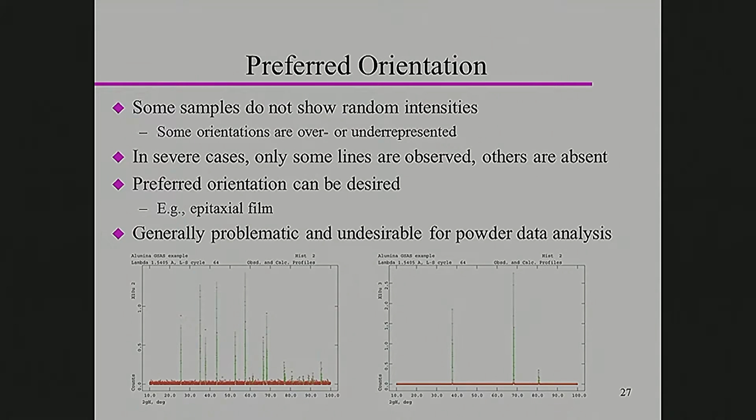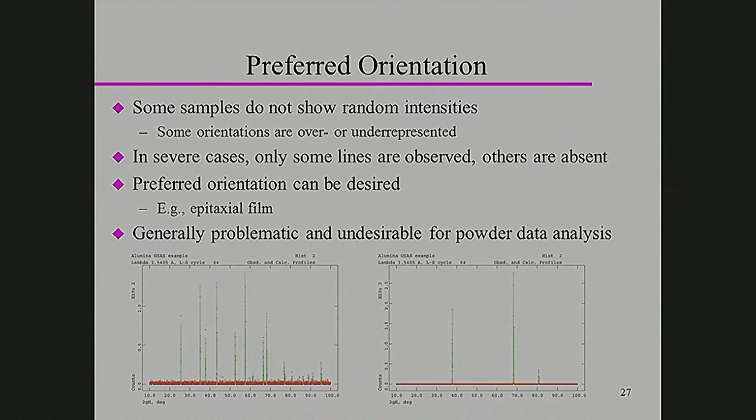lines. Okay? Now, in epitaxial film, if that's your goal, you're going to celebrate if you see that. Generally, for powder data analysis by Rietveld or even structure solution, this is not a good thing. Okay? And here's an extreme example of preferred orientation. Okay? Here is a pattern for alumina that is done with random orientation, okay? And so you see all of these different lines.